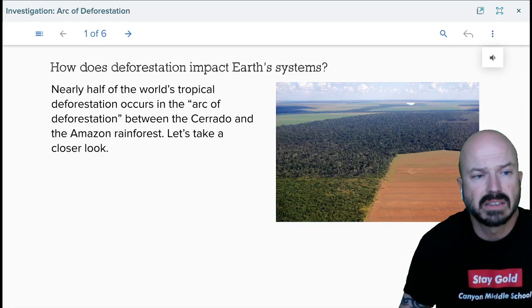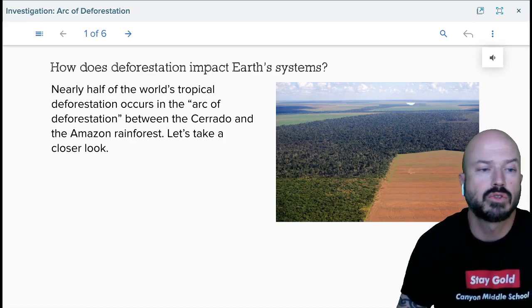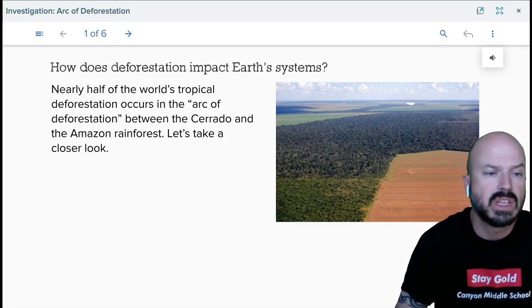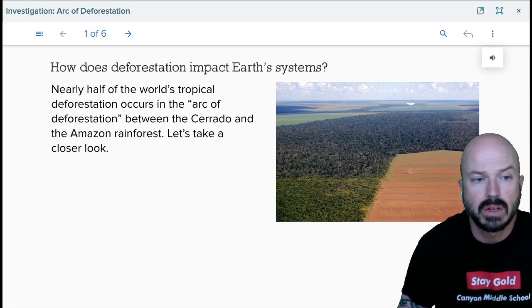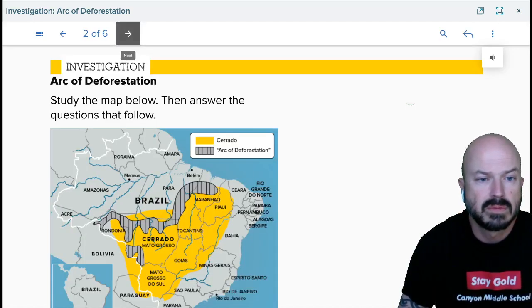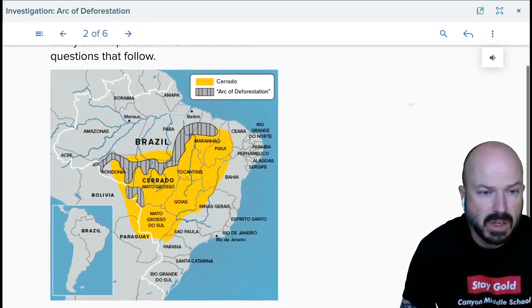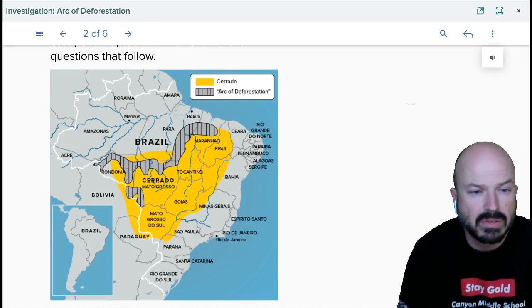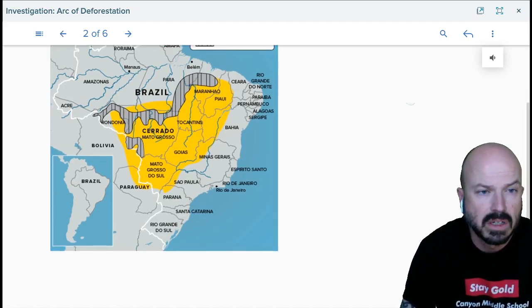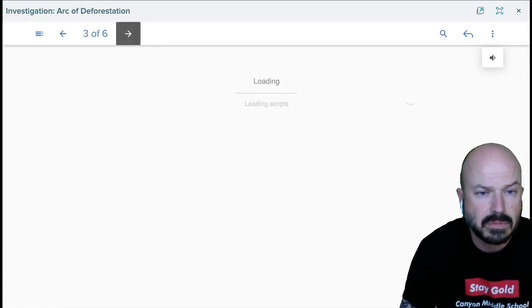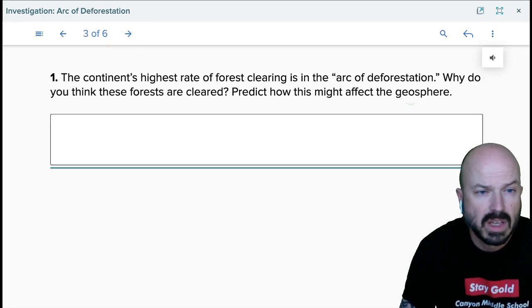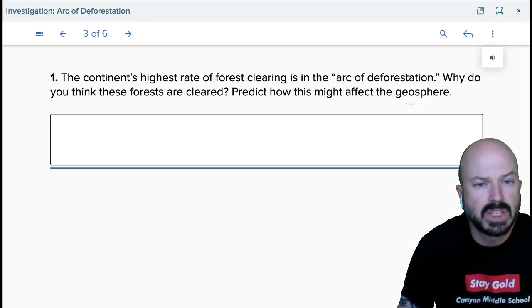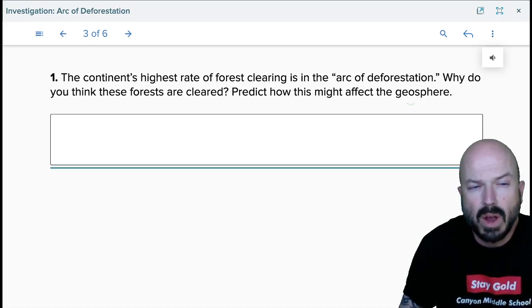Let's investigate this. Nearly half of the world's tropical deforestation occurs in the arc of deforestation between the Cerrado and Amazon rainforests. Let's take a closer look. Okay, so here we've got a map showing us the Cerrado and the arc of deforestation. The continent's highest rate of forest clearing is in the arc of deforestation. Why do you think these forests are cleared? Predict how this might affect the geosphere.